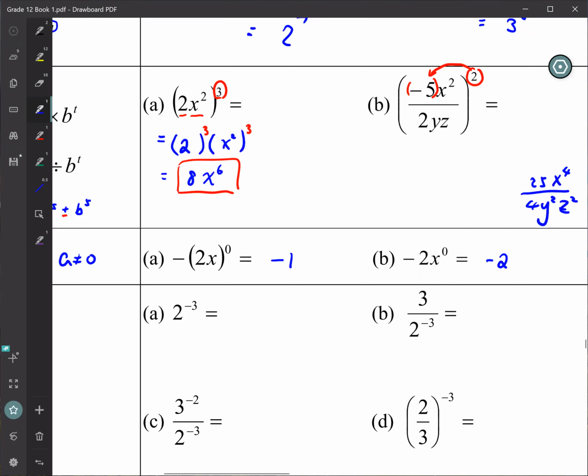Okay, just watch out for brackets, right? The two question, the difference is brackets. So the exponent affects the bracket, right? If there's no brackets, the exponent only affects the base. So you need to identify which one is the base for the exponent, okay? So bracket will have a bigger base.